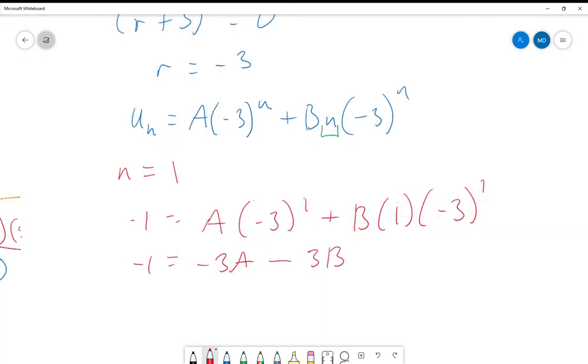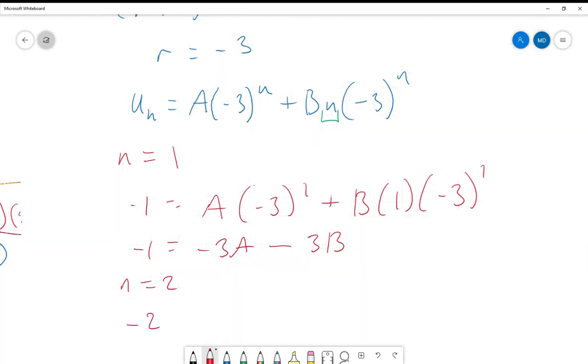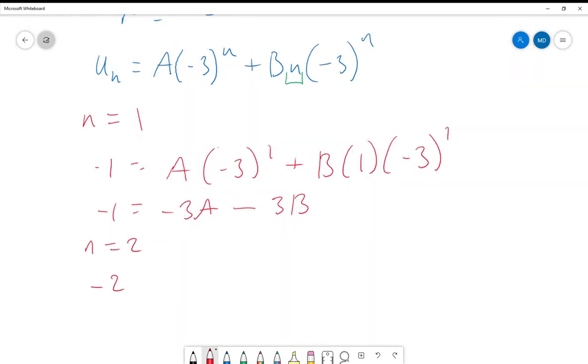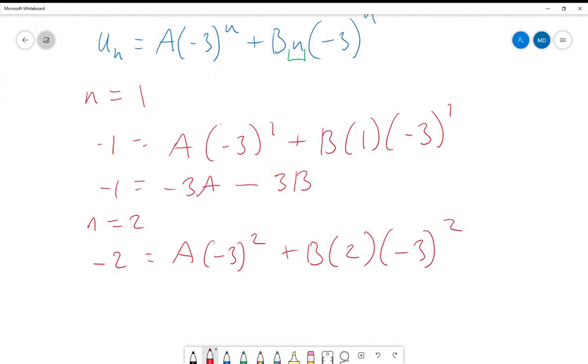And then we want to plug in n equals 2, and we're going to get negative 2, because if we go back up to the top, we can see that u_2 is negative 2. Negative 2 is equal to a lots of negative 3 to the power of 2, plus b times 2 times negative 3 to the power of 2. And that gives us negative 2 is equal to 9a plus 18b. And notice these are now positive, because when we square a negative, we do indeed get a positive.